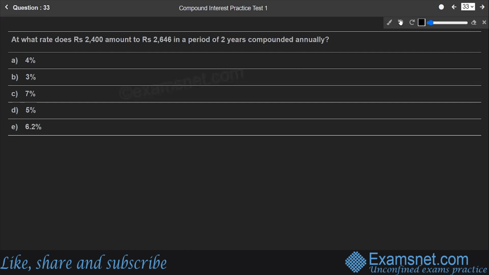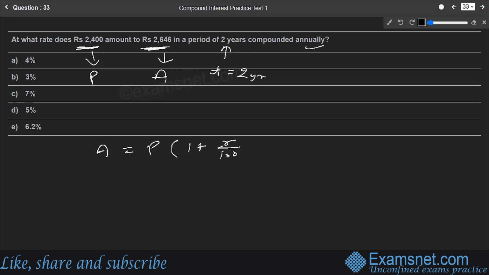Okay, so the question says, at what rate does rupees 2400 amount to rupees 2646? Obviously this 2400 is principal, 2646 is amount in a period of 2 years. So the time value is 2 years compounded annually. We have a clear formula of amount, that is P, principal, (1 plus R over 100) to the power time. So let's put all the values.